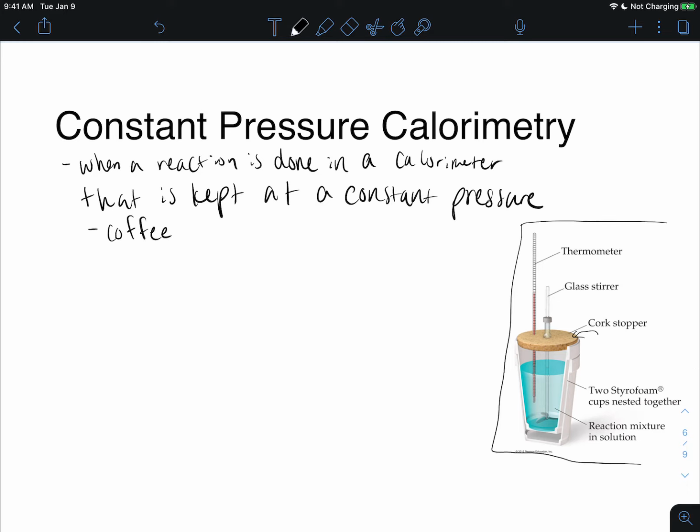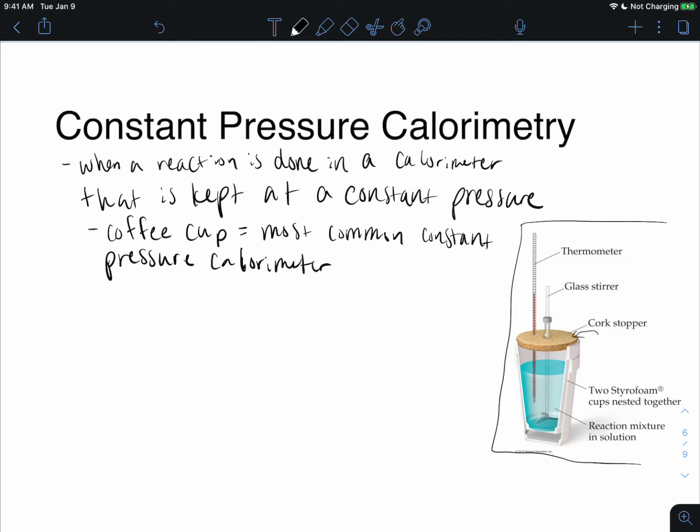And our coffee cup calorimeter itself is the most common constant pressure calorimeter. And we use it in order to determine our heat flow. Okay, so what's happening is we're carrying out a reaction in an aqueous medium or a process in an aqueous medium. So a reaction or process is carried out in an aqueous medium.